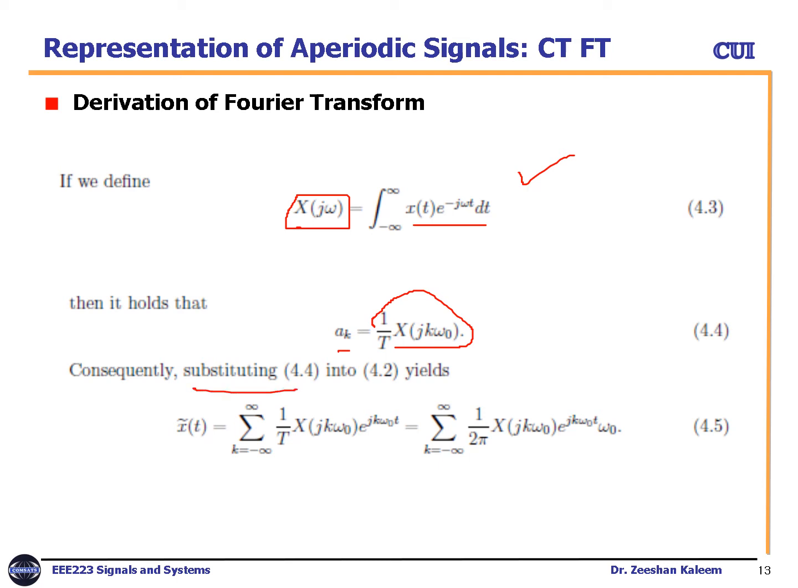Consequently, substituting 4.5 into the previous equation 4.2, we yield this one: x tilde(t) equals the summation over k from minus infinity to infinity of 1 over T X(jkω₀) e^(jkω₀t), which equals the summation of 1 over 2π X(jkω₀) e^(jkω₀t) ω₀, right?